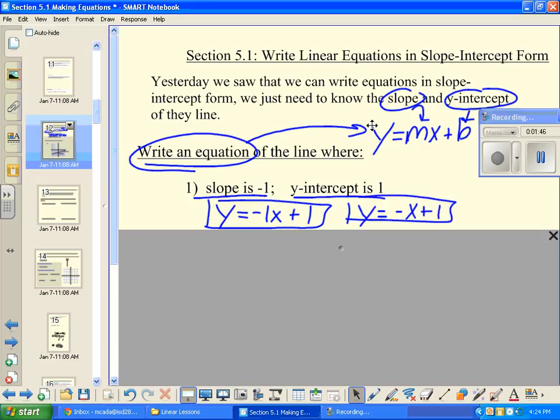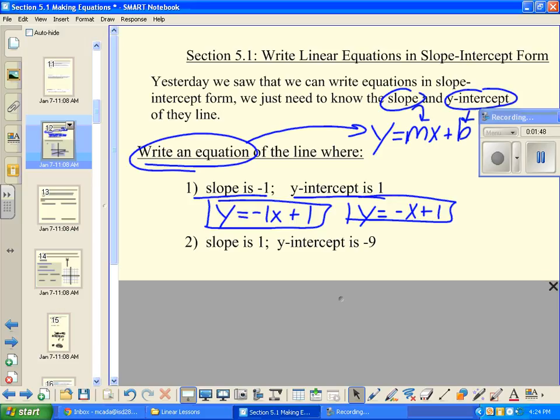In some of the problems, they will just give us that information right up front. Number 2 here, same kind of thing. The slope is 1, the y-intercept is -9. So if I'm going to make an equation in slope-intercept form, the slope is 1, so I could put 1x, or again, if it's 1, I don't even need to put a 1 in front. I can just put x. And then the y-intercept is -9, so the equation for this one would be y equals x minus 9.